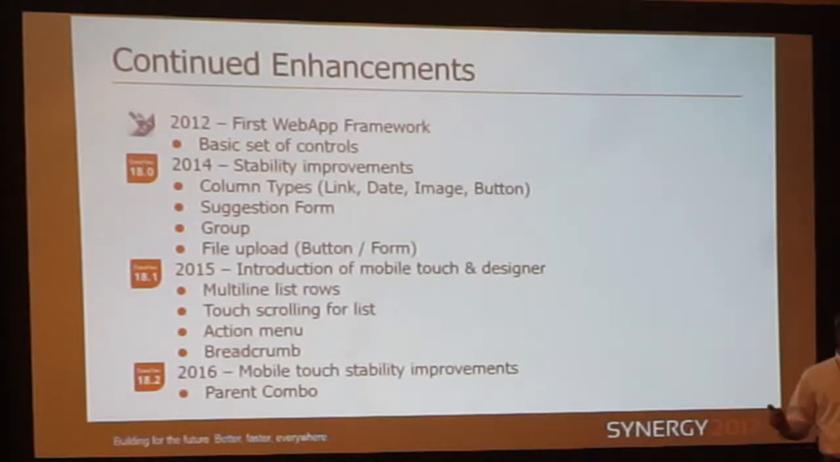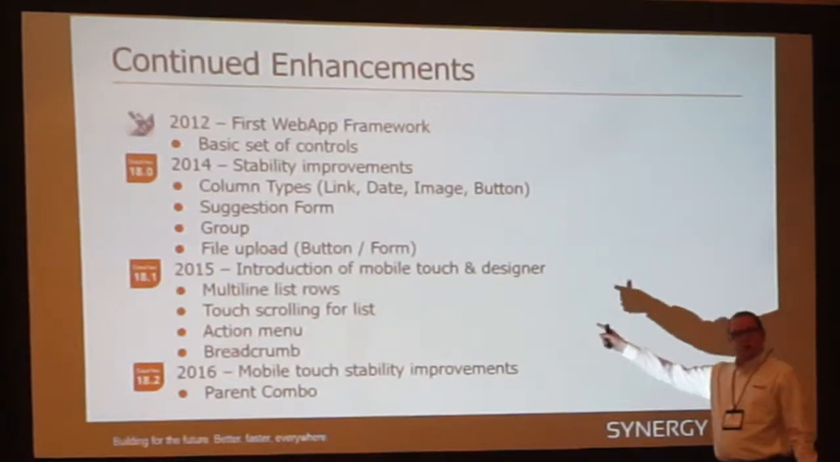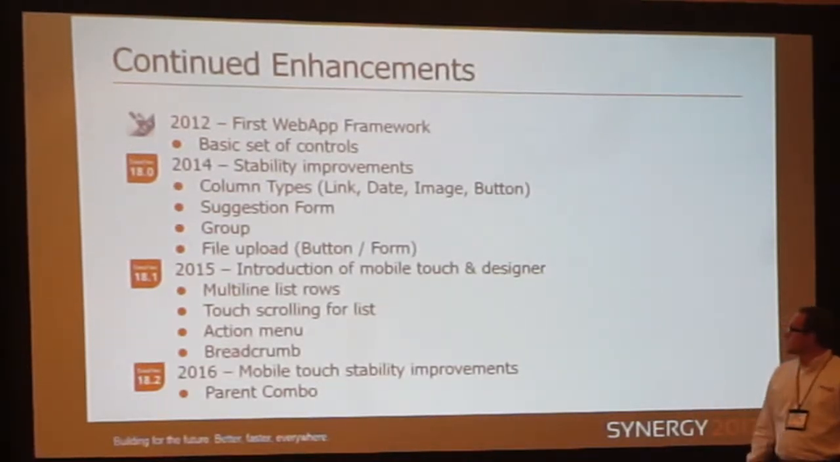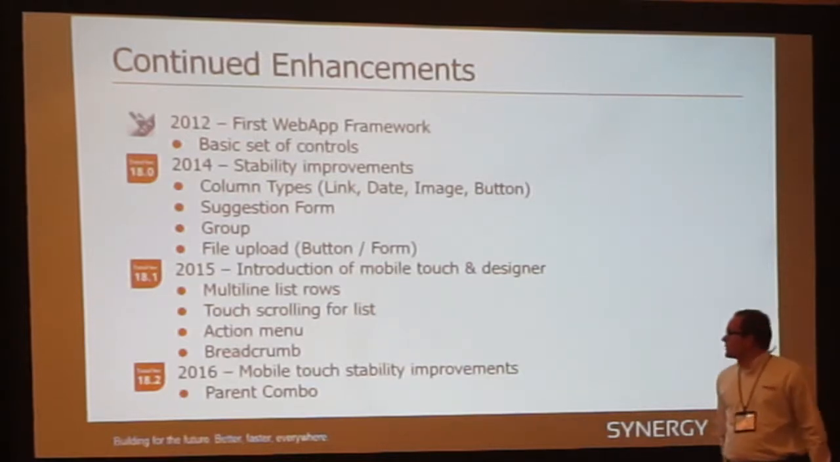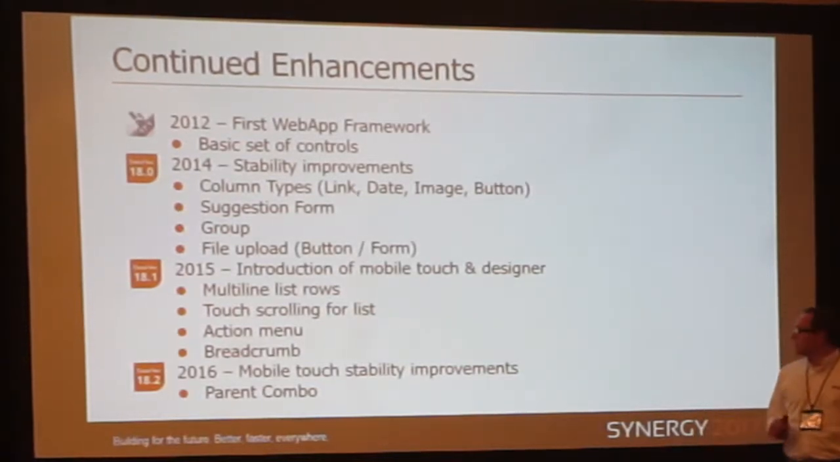In 2015 we did 18.1, which was actually pretty big. We introduced the mobile touch framework, so we added the drill down model, and we made some changes to the list to accommodate that. So we added touch scrolling to the list, multi-line list rows, the action menus were part of it, breadcrumbs, and well, it's pretty tiny here, but we also did the designer then. Before we only had the previewer, and in 2015 we made that an interactive designer.